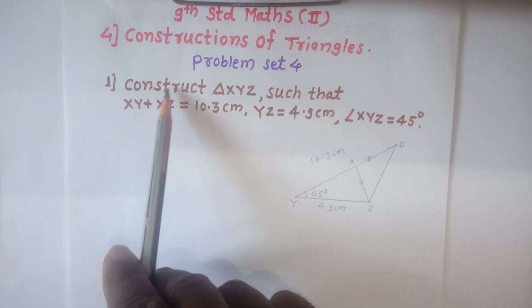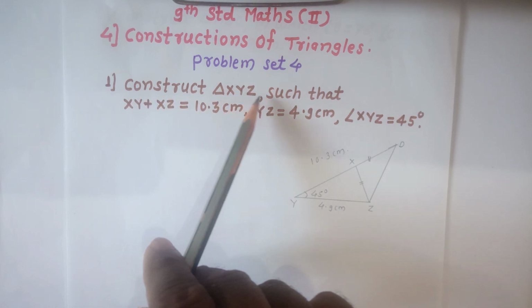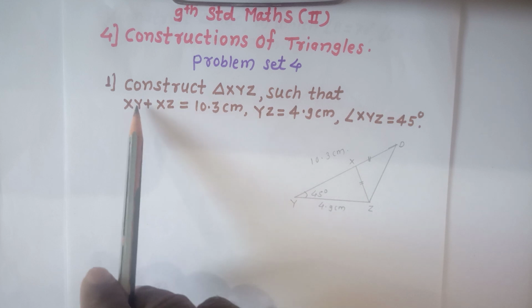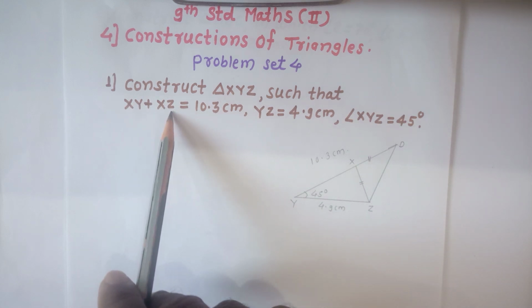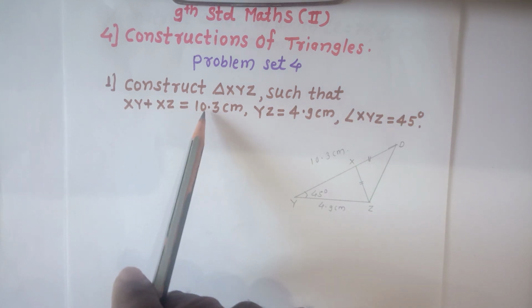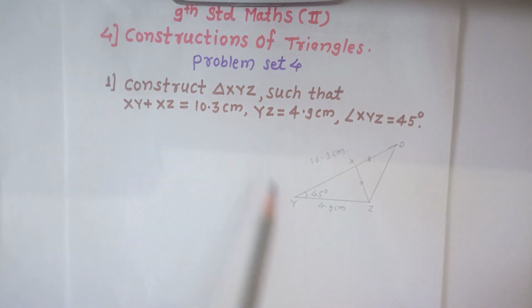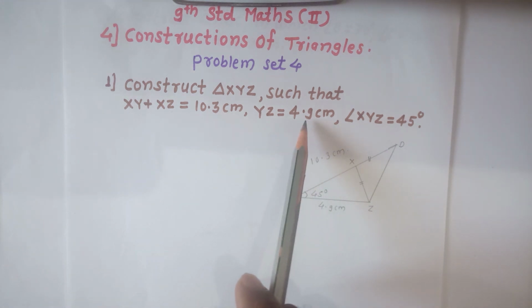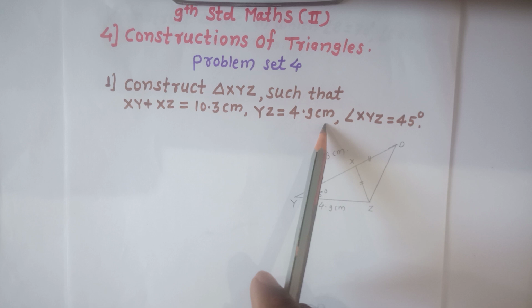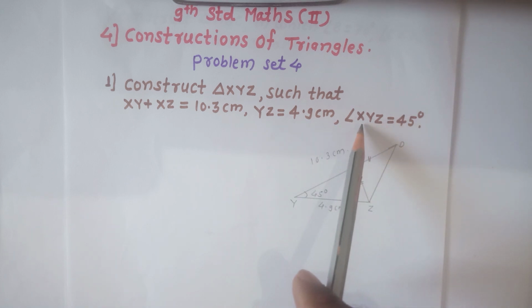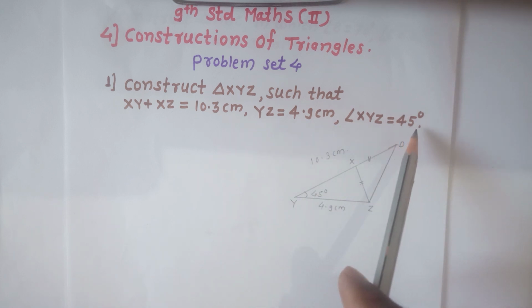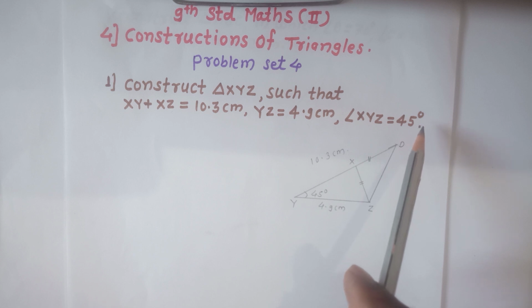Question number 1. Construct triangle XYZ such that XY plus XZ is equal to 10.3 centimeter, YZ is equal to 4.9 centimeter and angle XYZ is equal to 45 degree.